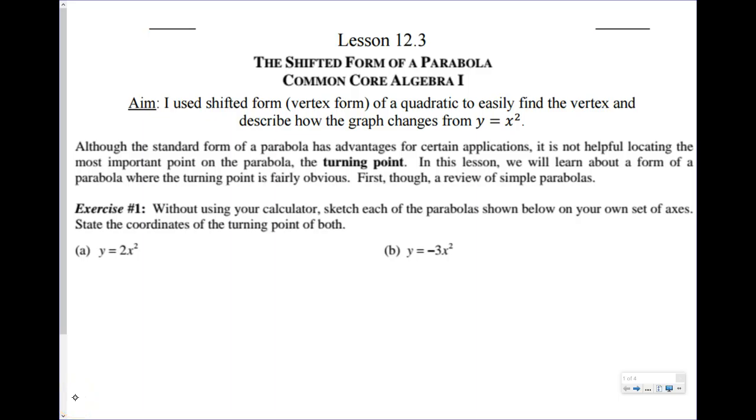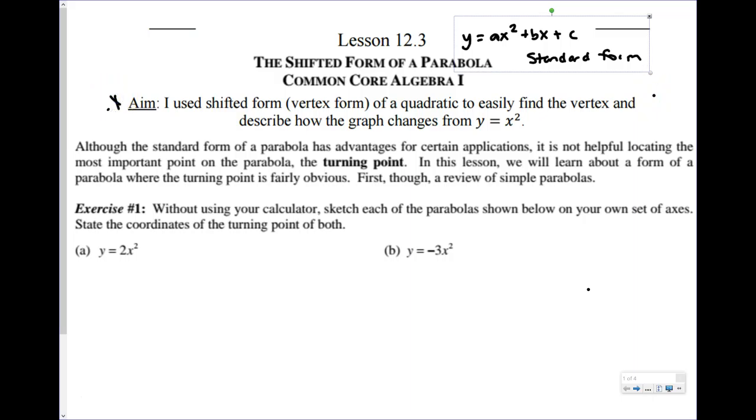Welcome to lesson 12.3. Today's lesson is going to continue our discussion about quadratic functions, and more specifically the shifted form of a parabola. So we know this form right here, which is the y equals ax squared plus bx plus c form. This is standard form. Today's lesson is going to talk about how we shift this form into something called vertex form to help us find the vertex. Because standard form, it's really hard to find the vertex in standard form.